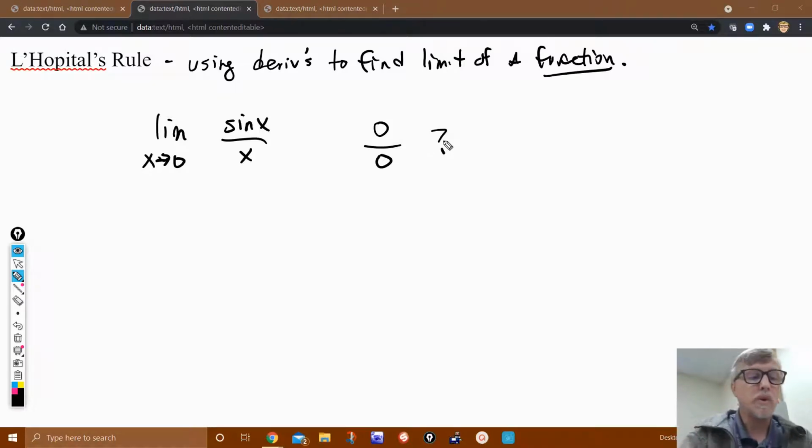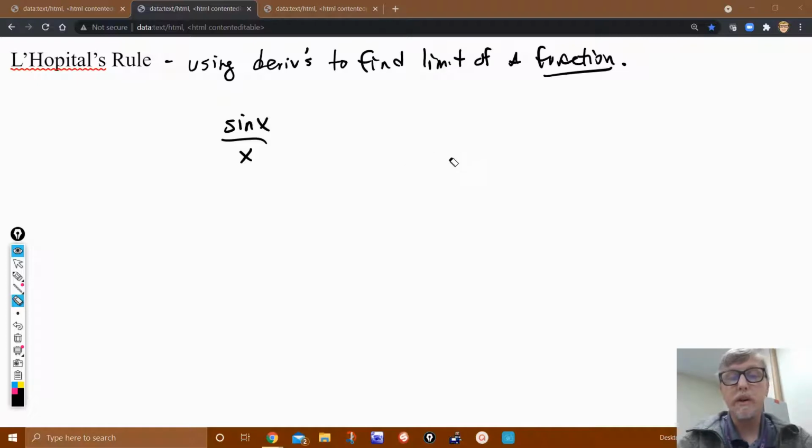So if you were to evaluate this function at x equals 0, it's undefined, right? And in fact, because there's 0 on top and the bottom, we can say there's a hole in the graph and there's a removable discontinuity. So earlier we used the squeeze theorem to find this limit, but now we're going to use something called L'Hopital's rule. So let me tell you how it works.